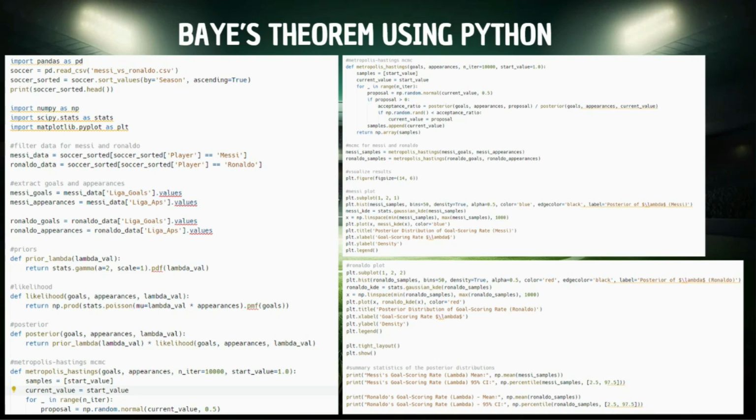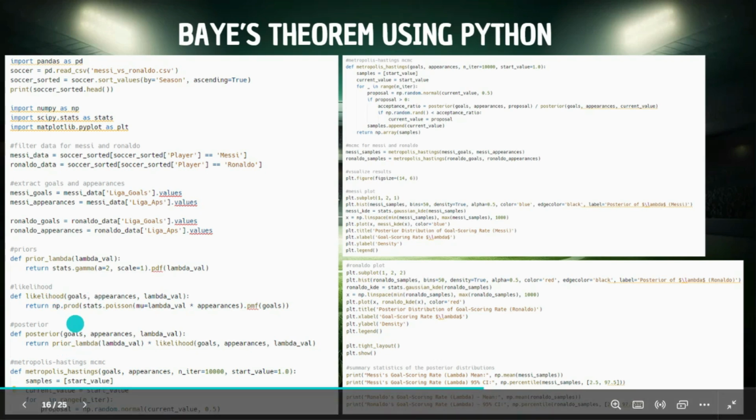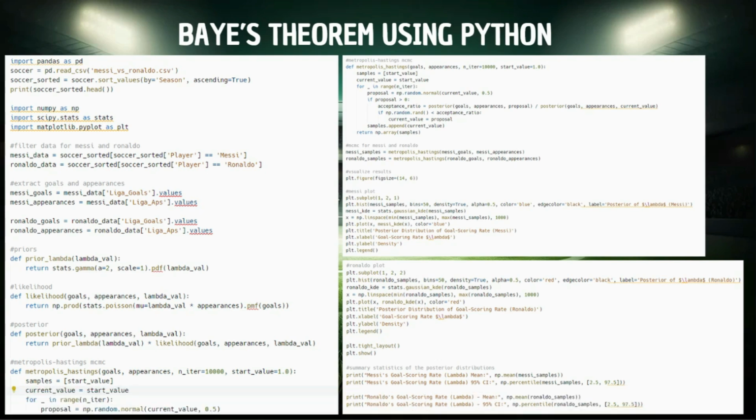And the parameters, where I chose a equal to 2 and the scale equal to 1, imply a moderate amount of prior knowledge, indicating that goal scoring rates around 1 are somewhat expected, but allowing for variability. And the prior distribution I have defined for goal scoring rate lambda in my Bayesian analysis is a gamma distribution with a shape parameter of 2 and a scale parameter of 1. And this prior reflects a belief that the goal scoring rate is likely to be around 1, but can vary.